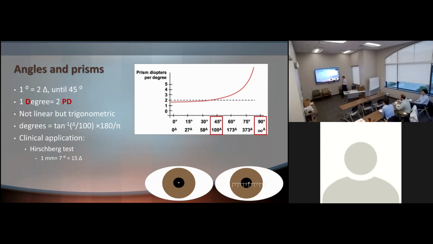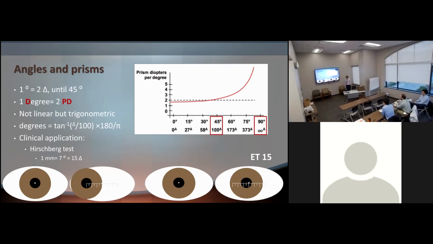So when you have a patient who has displacement of the light reflex by 1 millimeter, this is esotropia of 15 prism diopters. Okay? And if you have a patient whose light reflex is displaced to the limbus, this is 1, 2, 3, 4, 5, 6, because the corneal diameter is 12, so half of it is 6. So 6 multiplied by 7 multiplied by 2 equal to 90 prism diopters, roughly. Okay? So again, each millimeter is 15 prism diopters.